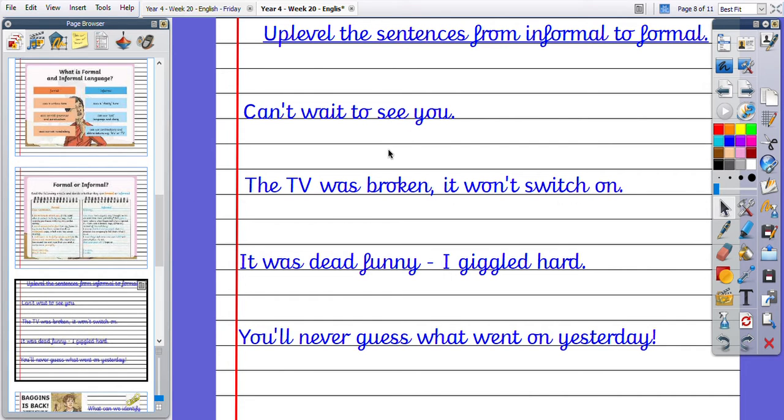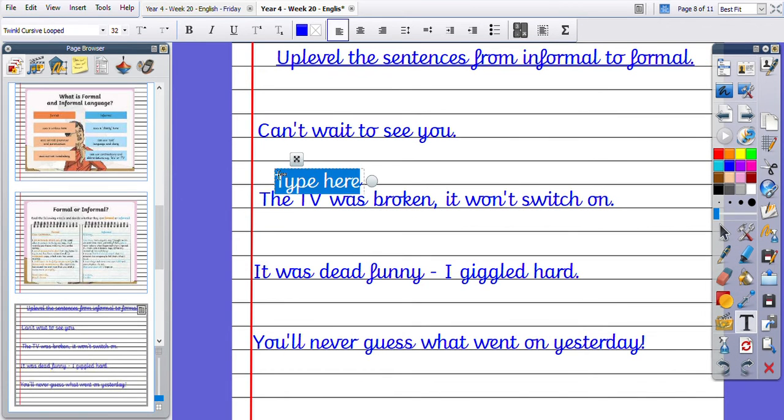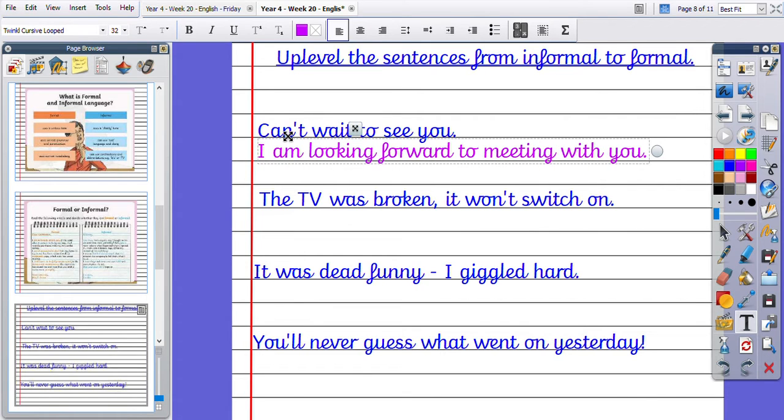So you're now up-leveling the sentences from informal to formal. So our sentences, can't wait to see you. So what could we up-level this to? So we could say, instead of can't wait to see you, I am looking forward to meeting with you. Okay, so we have up-leveled that vocabulary. It still means the same thing, but it sounds much more posh, much more formal.